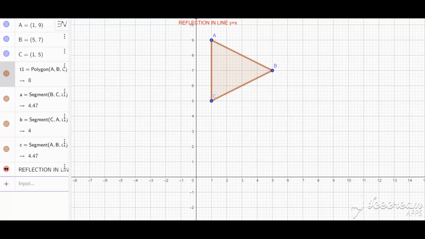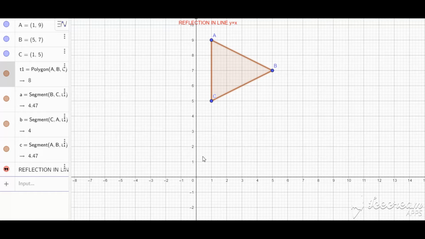Now, we're going to start this video by looking at a reflection in the line y equal x. So, the first thing I need is my mirror line. The line y equal x is my mirror line. Now, what does y equal x mean? It means that whatever coordinate x is, the y coordinate is the same.